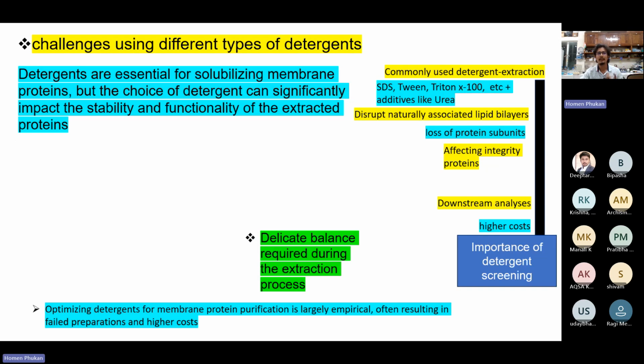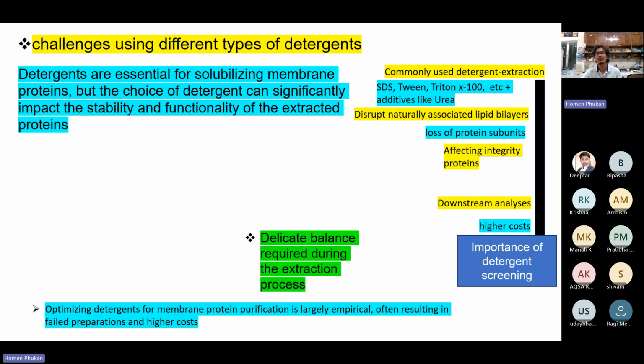Challenges using different kinds of detergents. Detergents are essential for solubilizing membrane proteins, but the choice of the right detergent can significantly impact the stability and functionality of the extracted protein. Commonly used detergents are SDS, Tween, and Triton X, with the addition of some additives like urea.